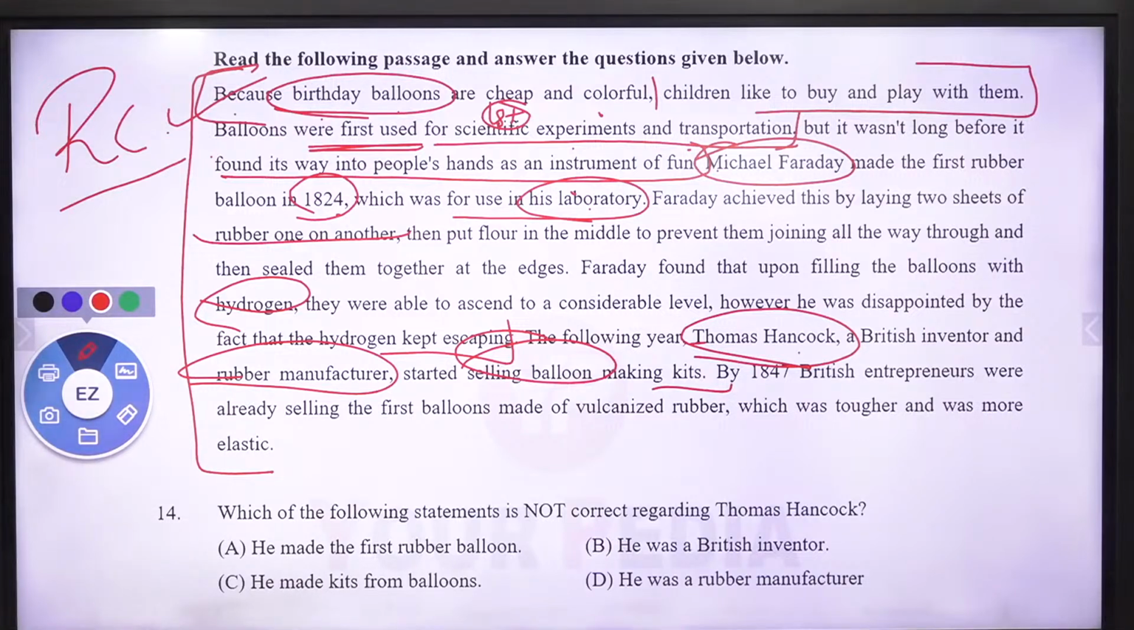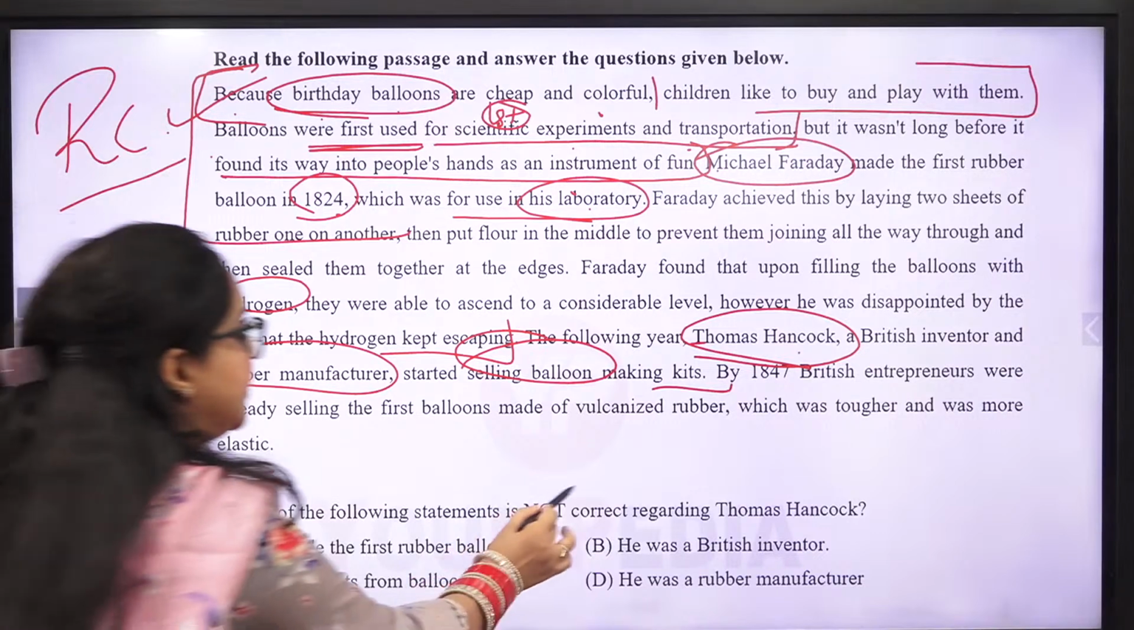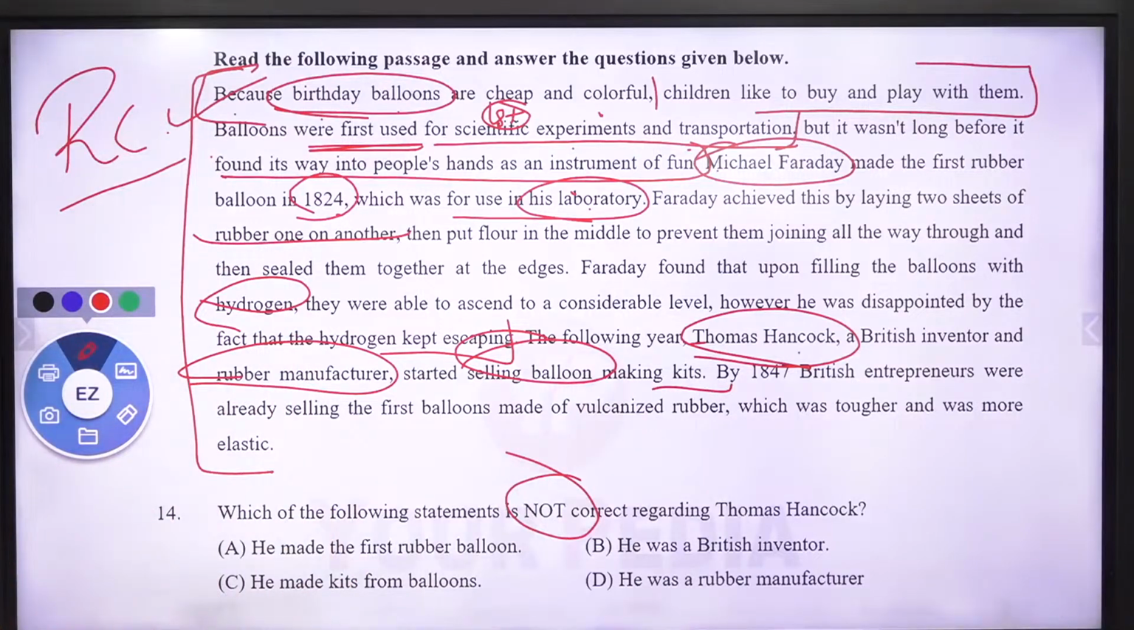Now try to tell me the answer. What will it be? Tell me which statement you think is not correct. He made the first rubber balloon. He was a British inventor. So which is the right one?